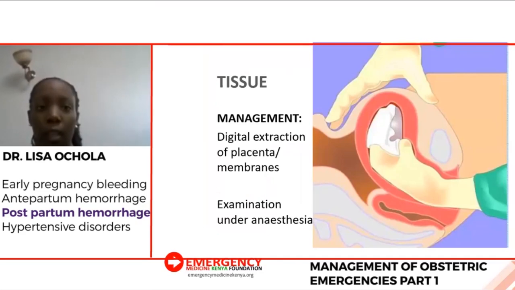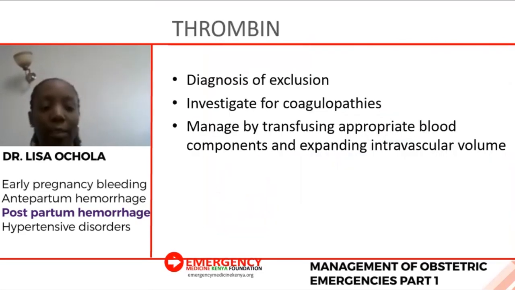Okay. So thrombin, again, the percentage is very low. It's a diagnosis of exclusion. From the history, you'll be able to tell, do they have any coagulopathies? You also investigate for them. And the only way to manage them is to give the appropriate blood components, and then you increase the intravascular volume.